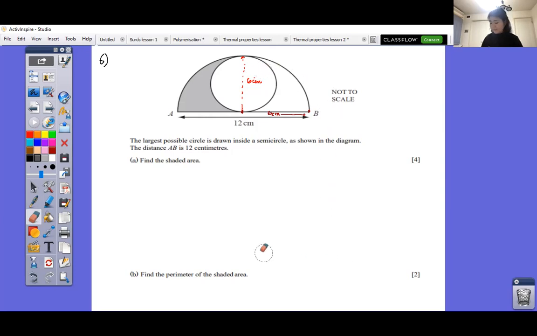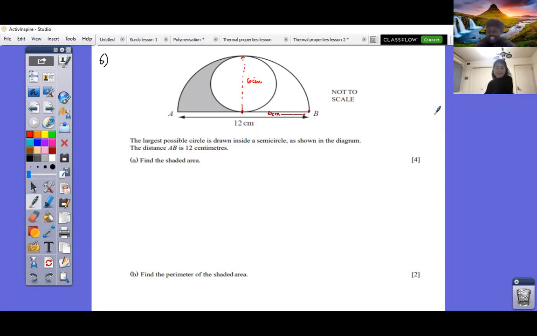Would it be... Go on, give it a try. 14.13? Yay! Finally. Nice one. Well done. Excellent. Super stuff. And of course, you would have to put the units. As with anything mathematical, you check whether you've got the units. Well done. Okay, next one, part B.